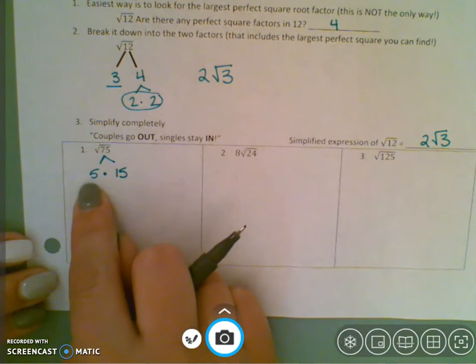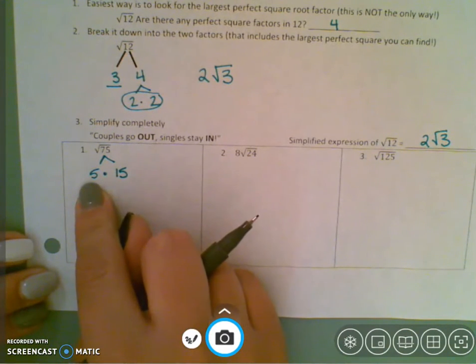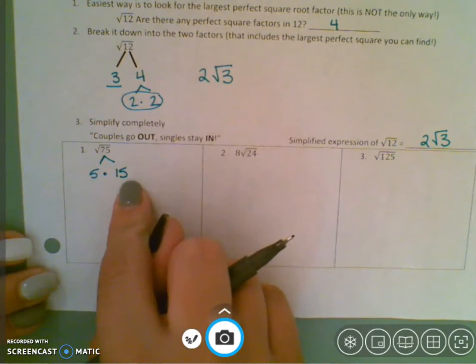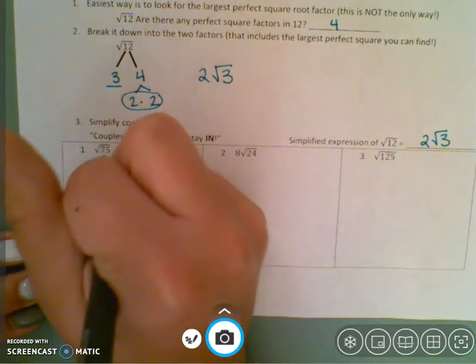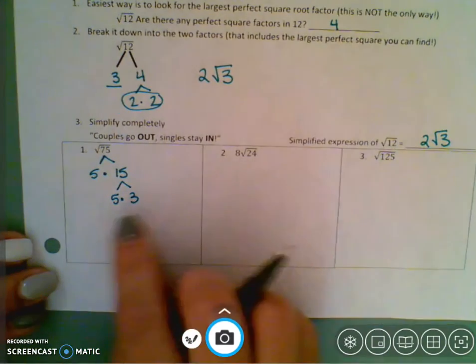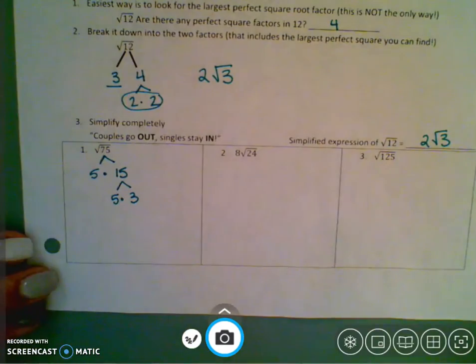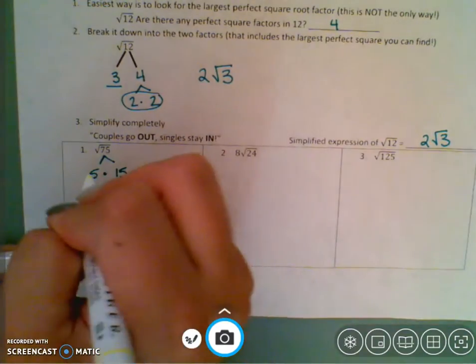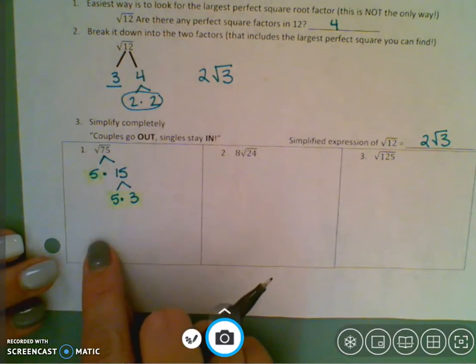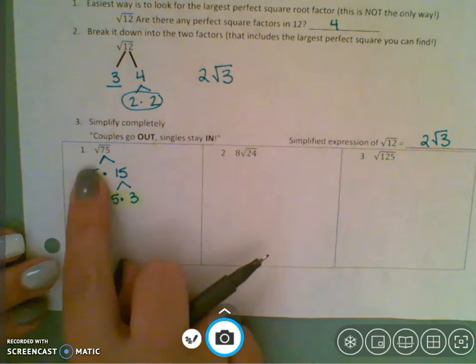Okay, so 5 can't break down anymore because it's prime. It just means 1 times 5, and for these, we don't care about 1. So 15 is going to be 5 times 3, and 5 and 3 are prime. So we are done with our factor tree. Now we're going to look at all of the numbers at the bottom of the tree. Again, you have to find pairs. That's a set of 2 numbers.